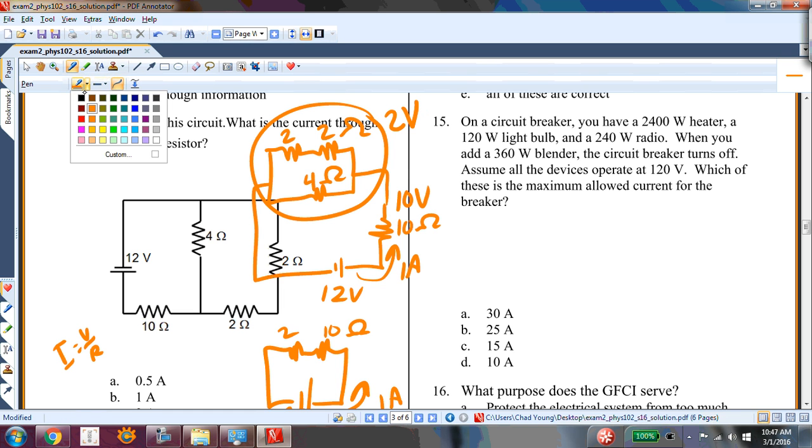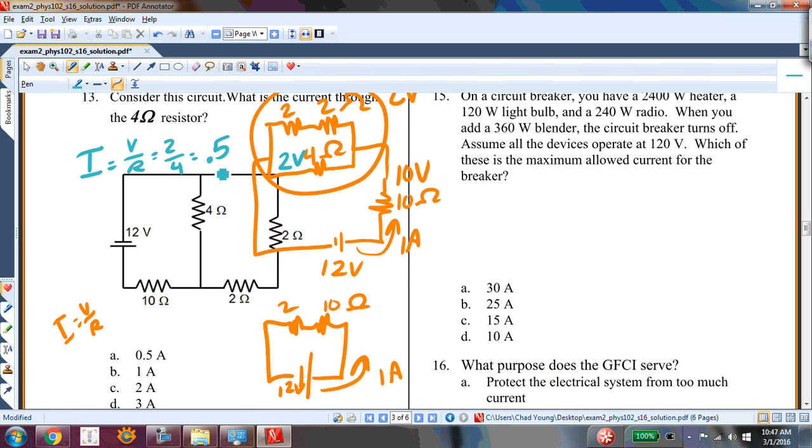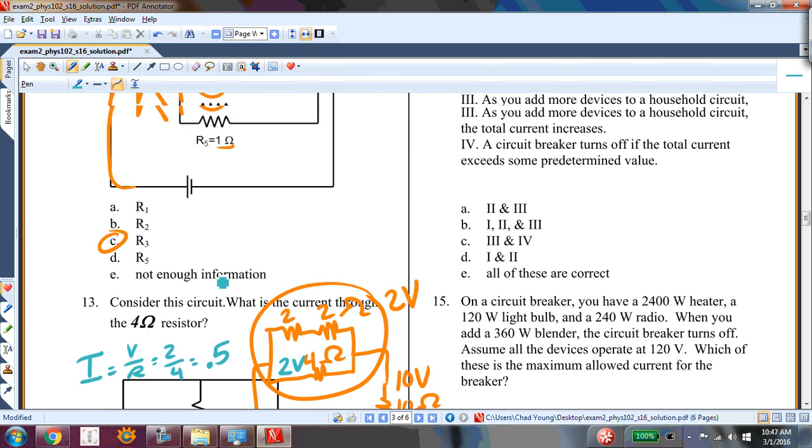That means, go to a different color here, that I'm going to have 2 volts on that 4 ohm resistor, and so I can find my current across that is V over R, 2 over 4, which is equal to 0.5 amps. So A is 13. That was a bit difficult, although you've had circuits like this. Well, it's just drawn a little bit differently than you normally see it. All right, so 13, now 14.